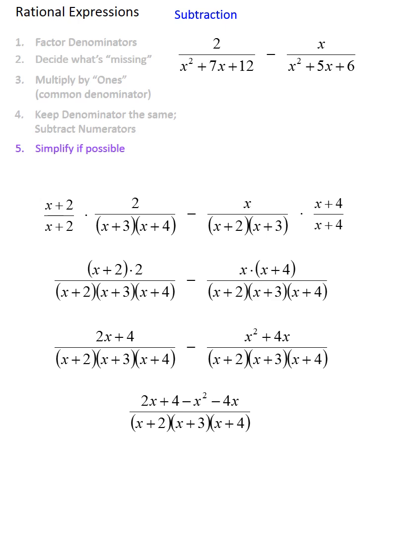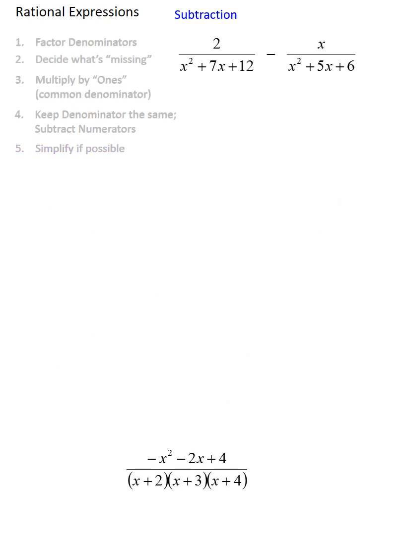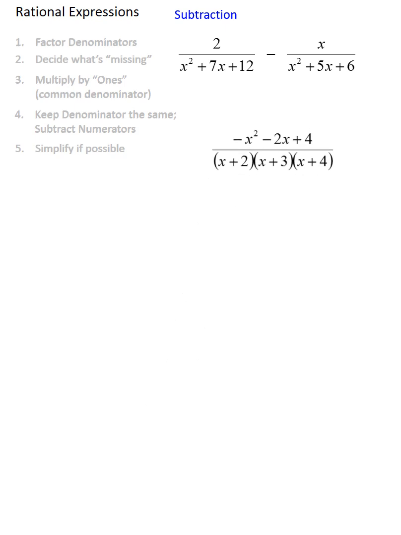On to step 5. Step 5 is to simplify if possible. Well, looking at the bottom line, specifically the numerator of the bottom line, you'll notice that there are some like terms in there. The positive 2x and the negative 4x can combine. I've rearranged the terms just out of a sense of tradition, highest exponent to lowest, and that is the answer to this problem.